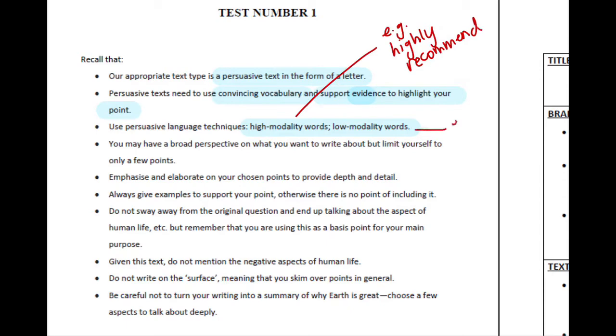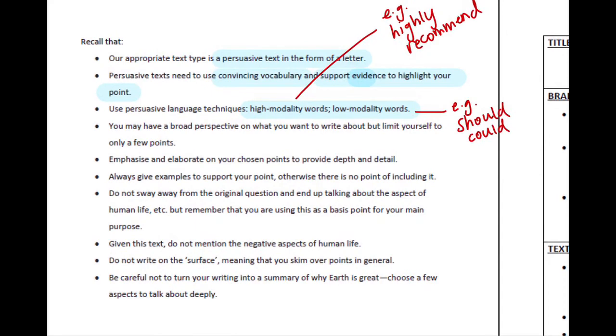And then low modality would be should or could. I wouldn't suggest you using low modality words, but this is just a technique that you should know of in case for other text types. So we'll focus mostly on using high modality words, which would, for example, be highly recommended, highly suggest, anything that shows confidence in what you're saying.